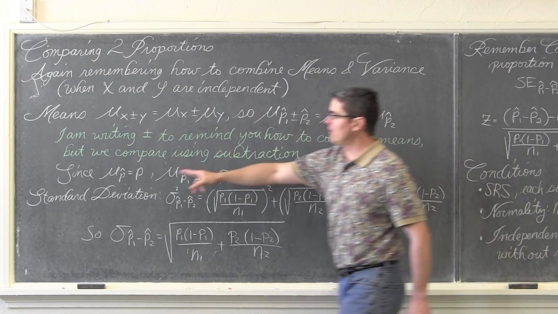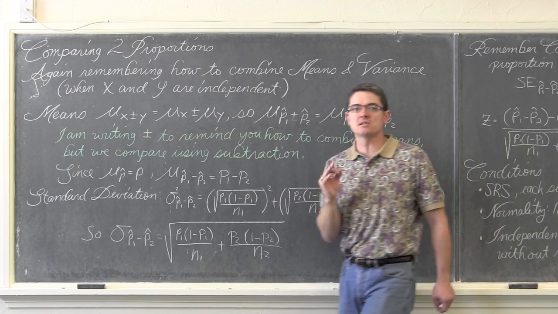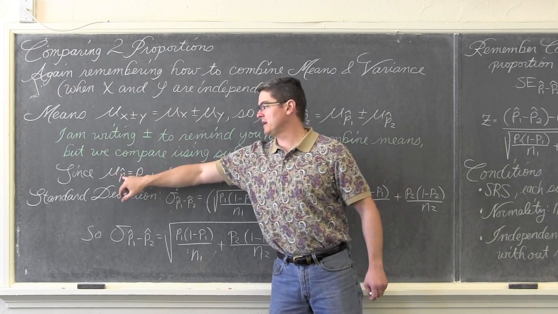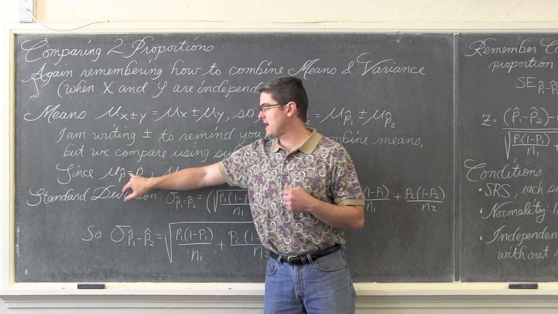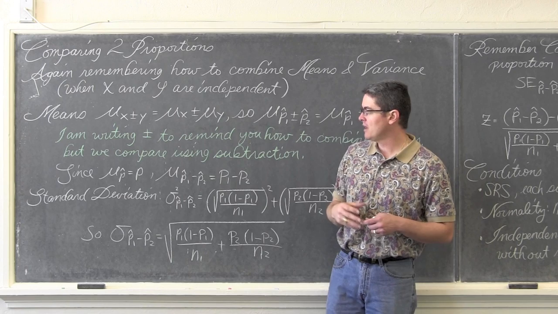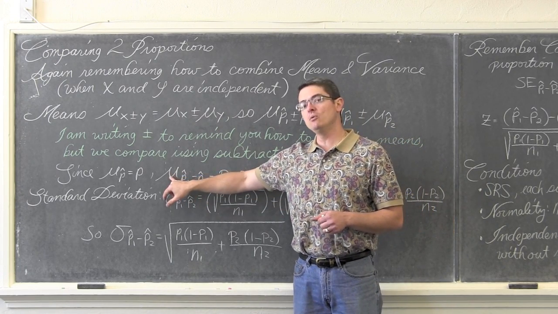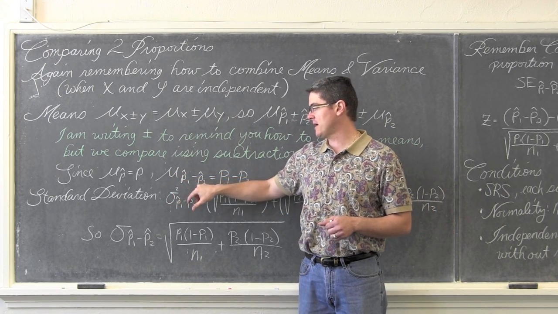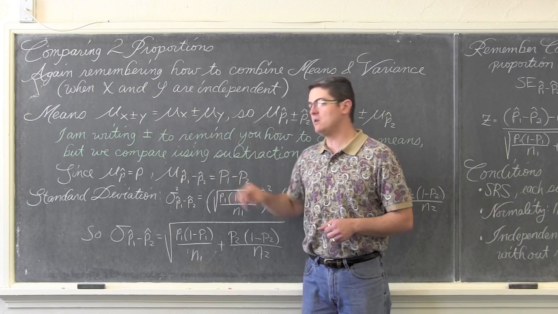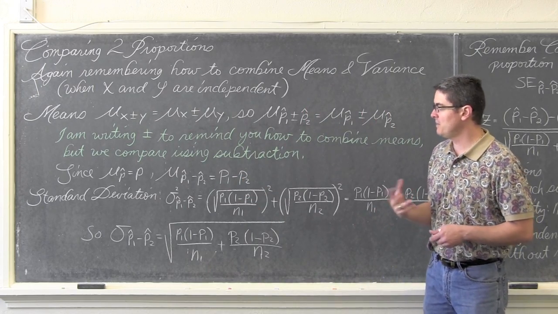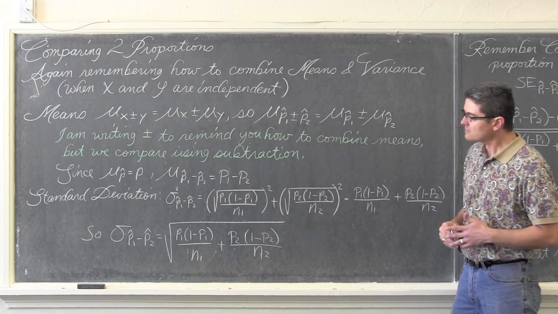Since the mu of p hat equals p, since the center of our sampling distribution is the same as the population distribution, then we can say that the mu of p hat sub 1 minus p hat sub 2 is equal to p sub 1 minus p sub 2 as well.